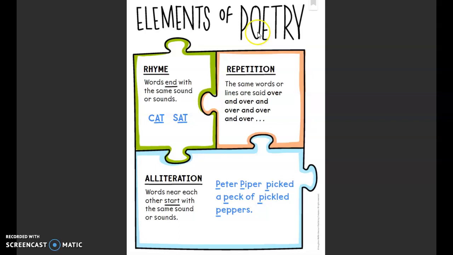So one of the first elements we're going to talk about is alliteration. Alliteration is when words near each other start with the same sound or sounds. So listen to this sentence and tell me what sound you hear over and over again.